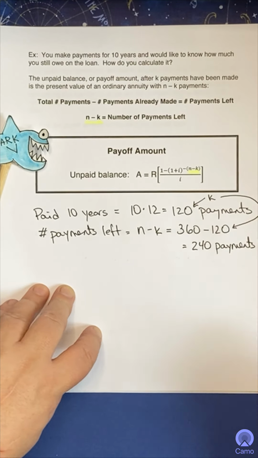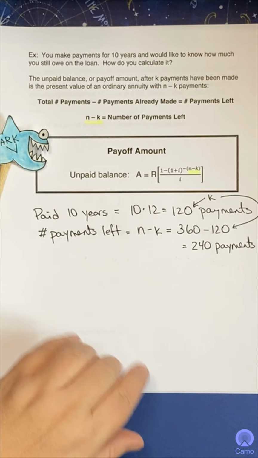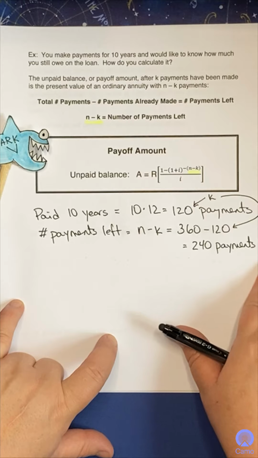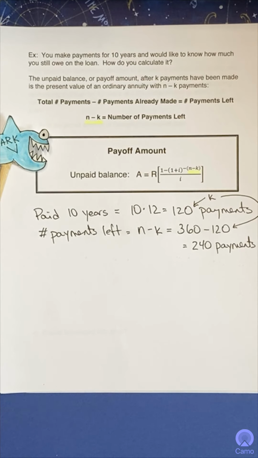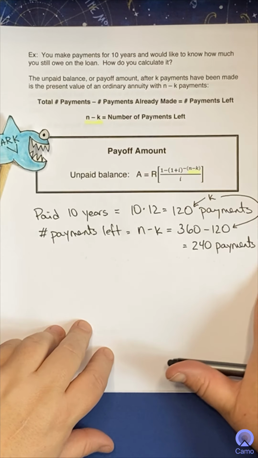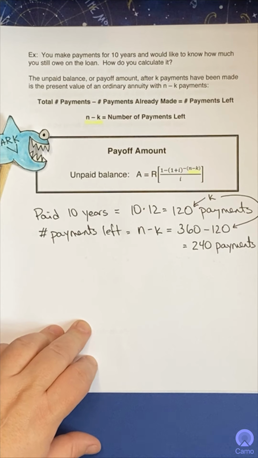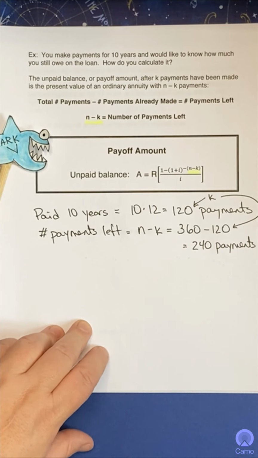So to find our payoff amount, or how much is left on the loan, we're going to calculate the present value, what it's worth right now, of these 240 payments that are going to come in the future. Because basically, you're going to make a deal with the bank and say, perhaps, I would like to get out of this loan. And they'll say, well, you still owe us all these payments, so we're going to work out what that's worth to us right now. How much money you'd have to give us now to make it worth the same amount as that. So that's what we're going to work on.